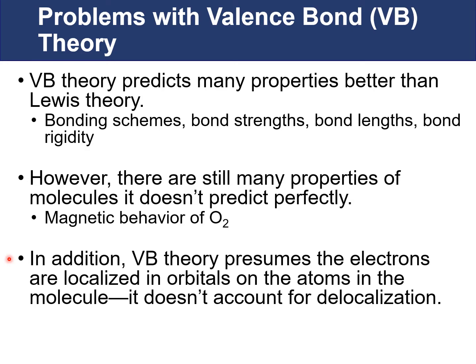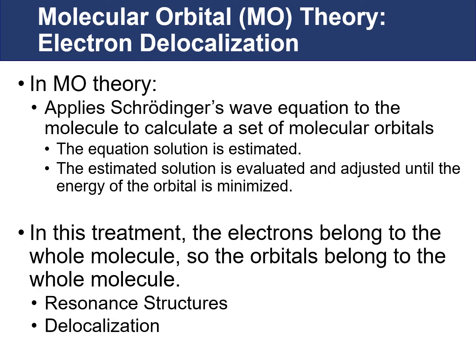So what we need is a modification to the valence bond theory that will enable us to hopefully describe both magnetic behavior of molecules and be able to account for things like delocalization of electrons through resonance structures. Molecular orbital theory, or MO theory, can be thought of as a modification of the valence bond theory.